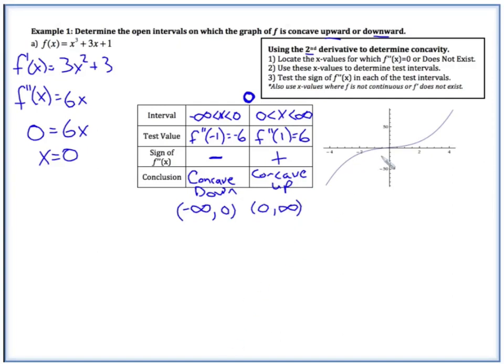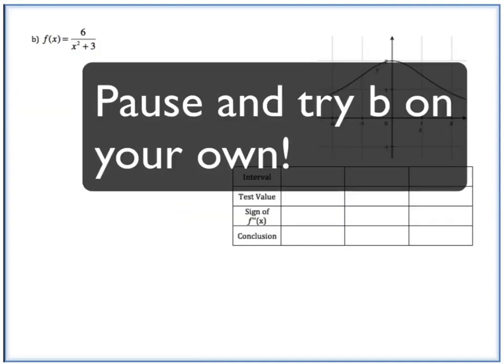So in our graph, we would see here that this all is concave down. And we can see here that's true because f double prime of x is less than 0 here. And then on this interval, from 0 to positive infinity, we can see it's concave up because f double prime of x is greater than 0, or it's positive. All right, we're going to move on to our next example here. And I want you to try this one on your own.